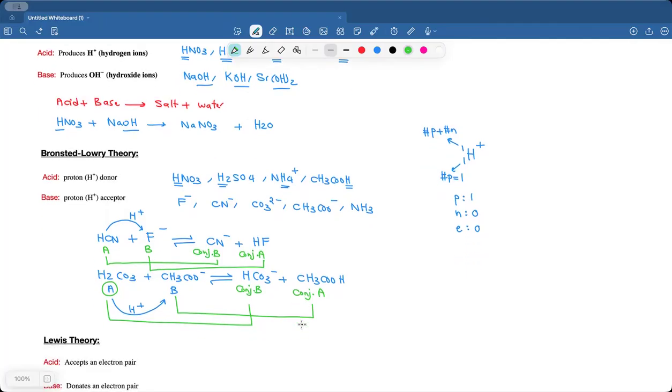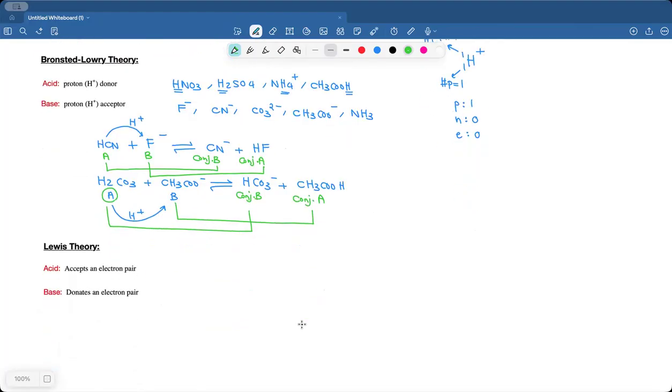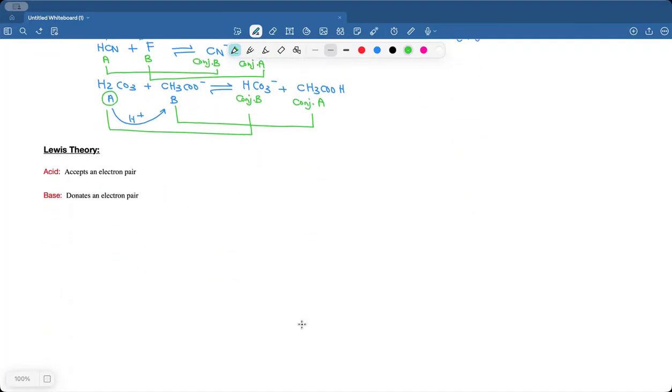And then we go to the third definition, which is the Lewis theory. Based on this theory, an acid is the one that accepts a lone pair, and the base is the one that donates the lone pair. So based on this, all the Lewis bases should come with a lone pair. That's very important. Sometimes they have a charge of negative, sometimes they don't.